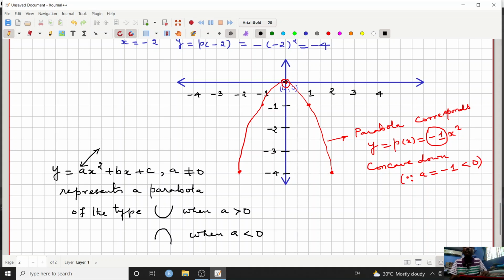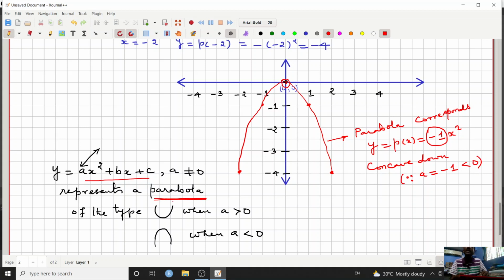So this is the moral of the story that you have to remember. Whenever the coefficient of x square, a, is positive, the parabola represented is concave up. When the coefficient a is negative, the parabola represented is concave down. But in either case, this quadratic equation always represents a parabola.